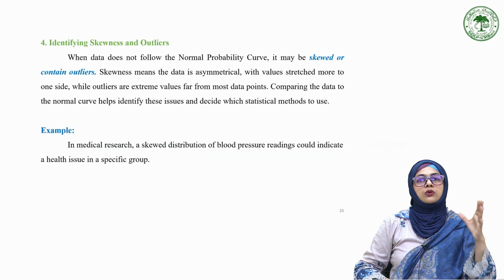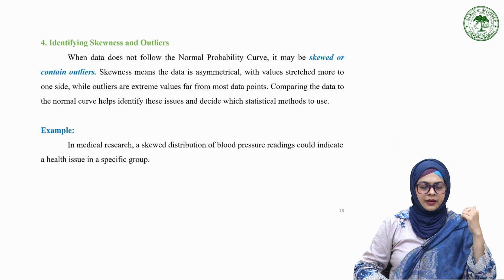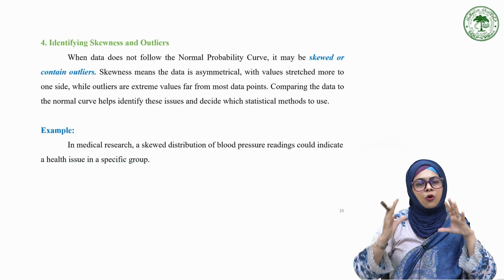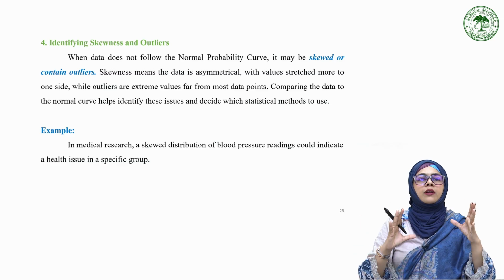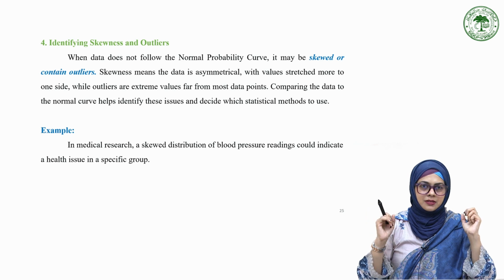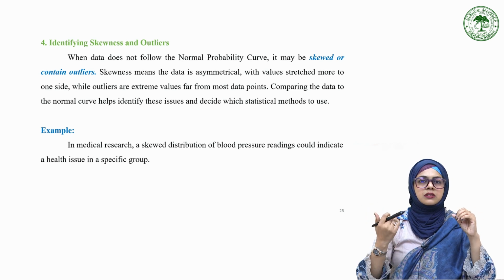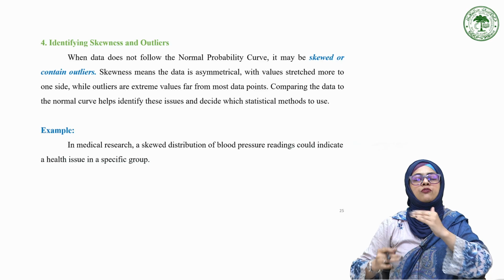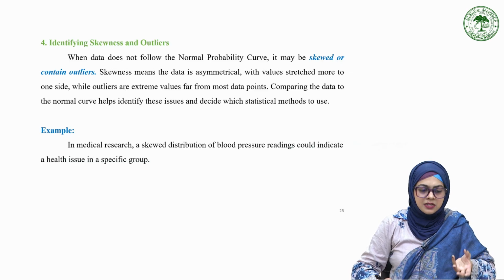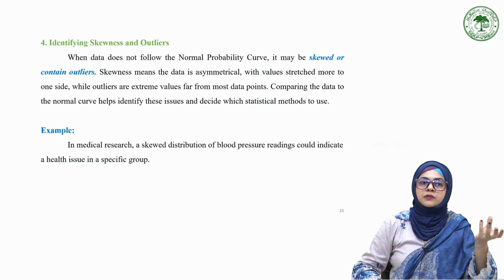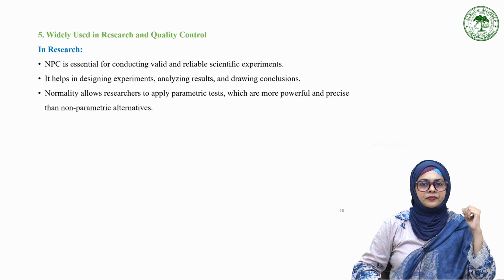Now, the fourth importance is identifying the skewness and the outliers. When data does not follow the normal probability curve, it may be skewed or contain outliers, right? Even in medical research, a skewed distribution of blood pressure readings would show what? That it indicates there is a health issue in that specific group.